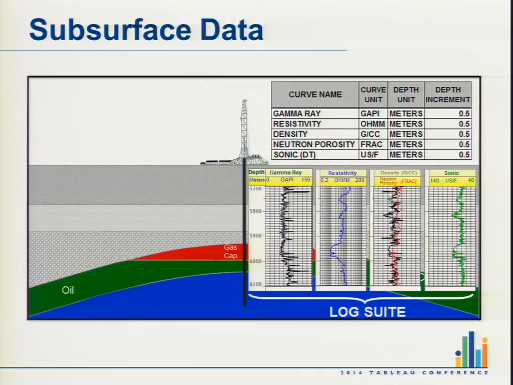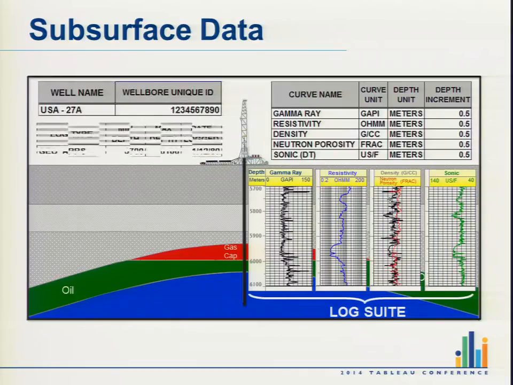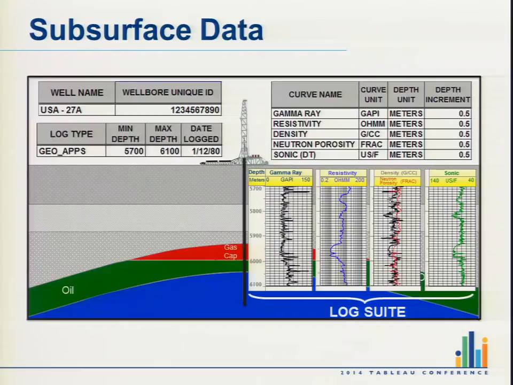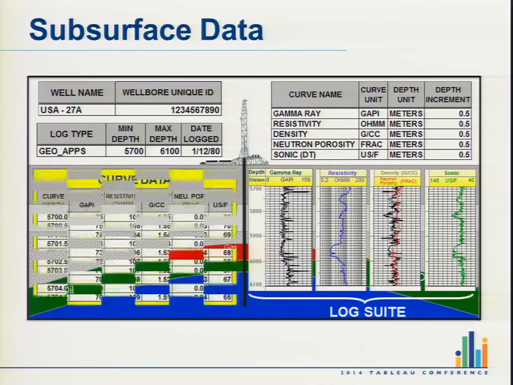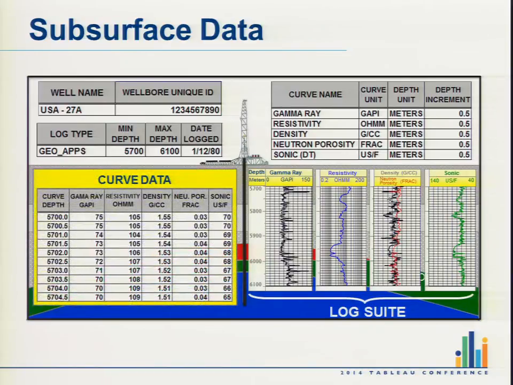We know we've got a log suite. Also, we've got well information, such as what the well name is. It's a unique well identifier, one unique name for every well in the world. And we have a little bit of information about the log type. And to finish it all off, let's look at some actual digits. These are digits for the curves, and you plot those, and you get that over there. This is the type of data we're dealing with.